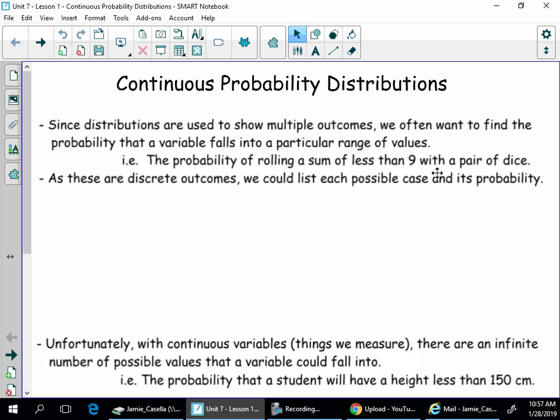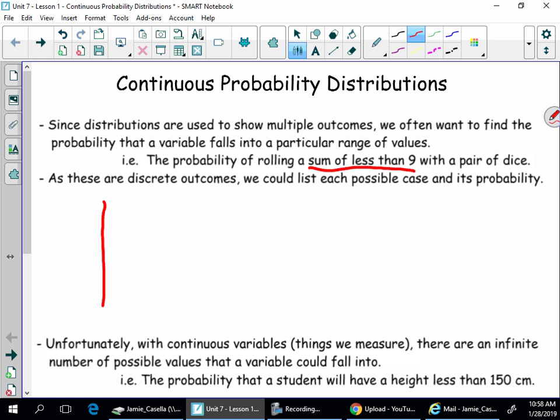Now, counting was kind of nice because we could actually make a list of all the different possible outcomes and then find their probabilities. That's how we made our charts, right? So for example, if I want to find the probability of rolling a sum less than 9 with a pair of dice, I could make a list of what I could get. I could get a sum of 2. What's the probability of doing that? Well, the only way I can get 2 is a 1 and a 1, so 1 out of 36.